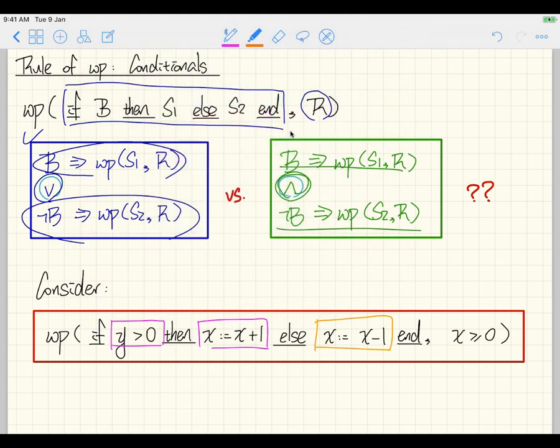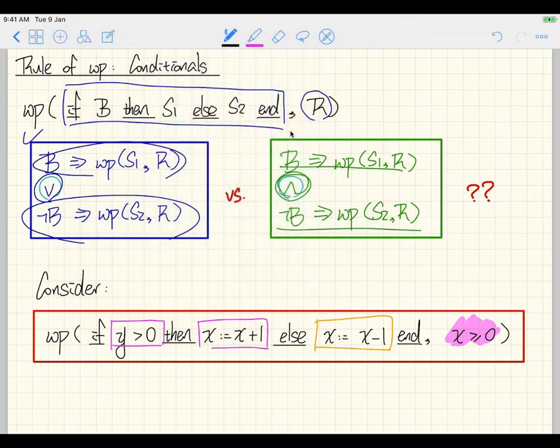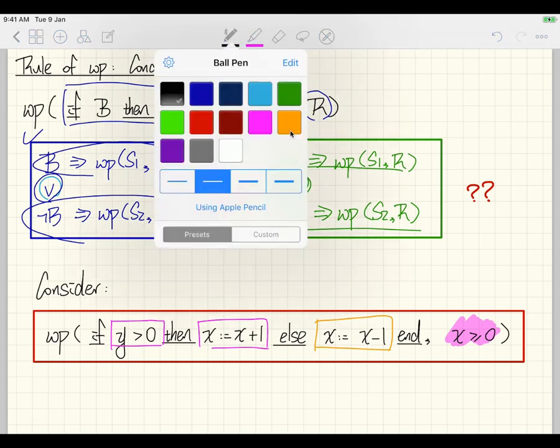What I would do is highlight this particular postcondition over here: x is larger than or equal to 0. Let's try the WP. Let's write it down. Basically I'm saying the following, and I'm going to use black.